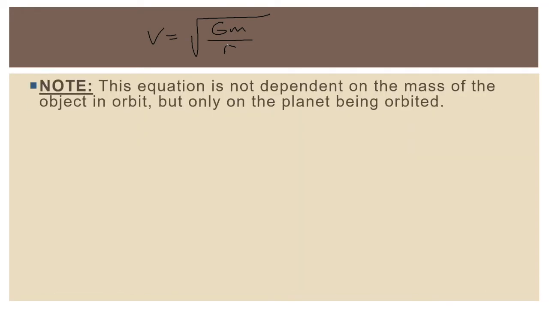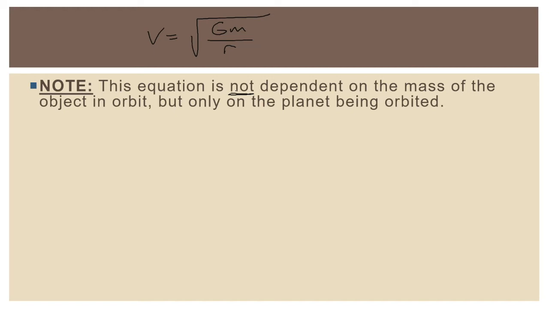So, before we move on and solve a problem, I just want to write a couple of notes here about the structure of this equation, because I think there are some things about this equation that are really important for everybody to understand. The first thing, and we already mentioned this, but it's good to write down, is that this equation is not dependent on the mass of the object in orbit, but only on the planet being orbited. Remember, it goes back to that whole inertia thing.